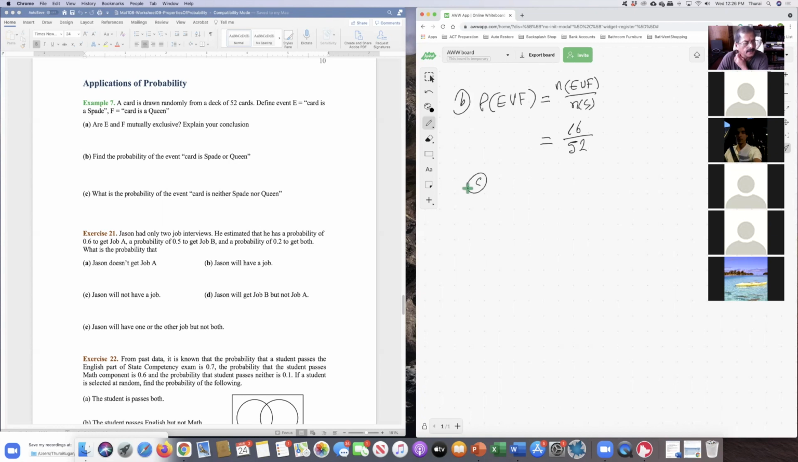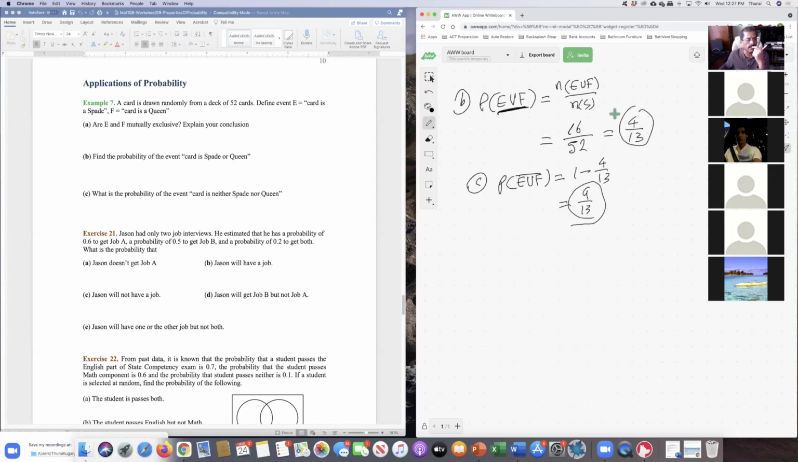Part C is what is the probability of the event card is neither spade nor queen? Can somebody tell me how to find that? Wouldn't that be the complement? Yes, that's the complementary event of E union F. So basically we need the probability of E union F bar. That will be 1 minus the probability of E union F, 4 over 13. So 13 minus 4, that's 9 over 13. That's your answer for that.